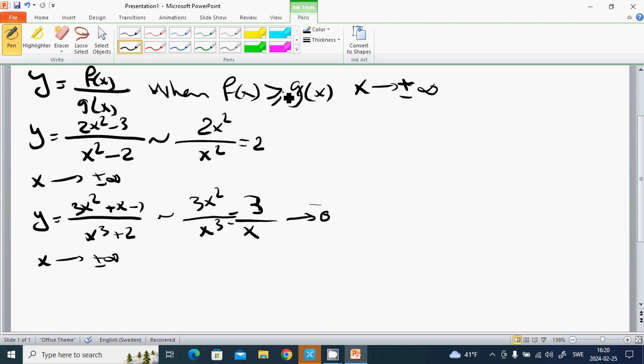It is here. It must be less than, it must be less than or equal. Less than or equal. Forgive me. Okay. Now we are going to have another example.